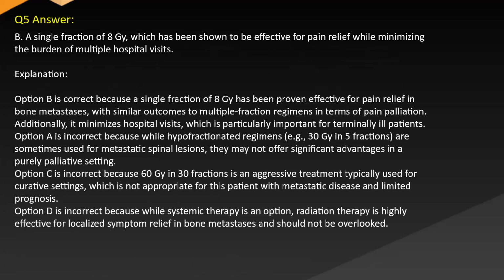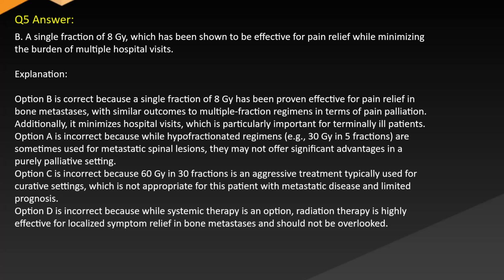Answer B. A single fraction of 8 Gy, which has been shown to be effective for pain relief while minimizing the burden of multiple hospital visits. Explanation. Option B is correct because a single fraction of 8 Gy has been proven effective for pain relief in bone metastases, with similar outcomes to multiple fraction regimens in terms of pain palliation. Additionally, it minimizes hospital visits, which is particularly important for terminal patients.